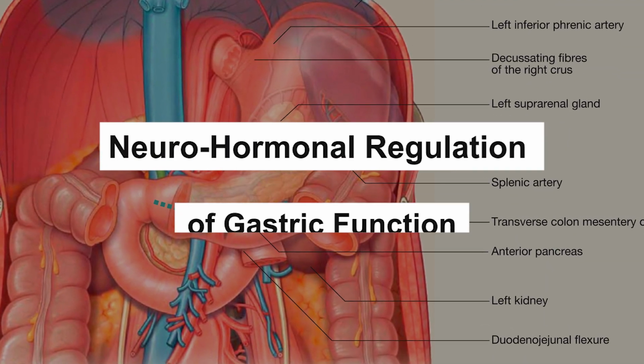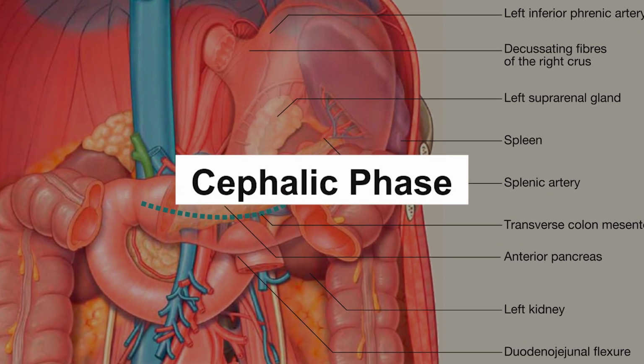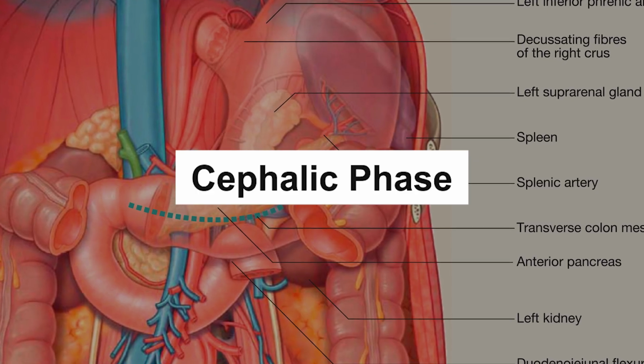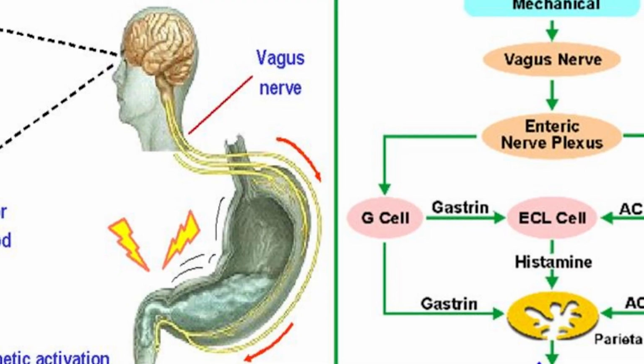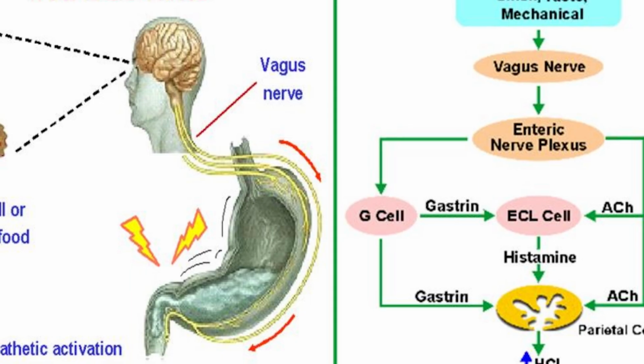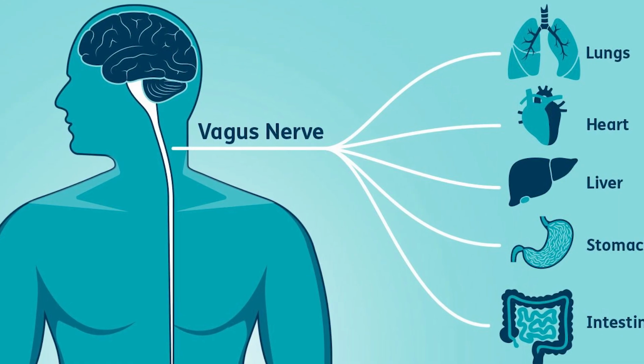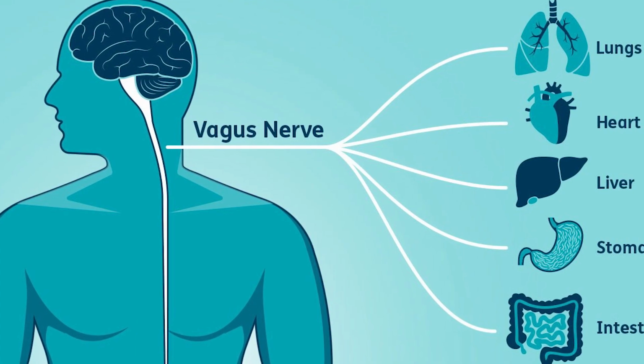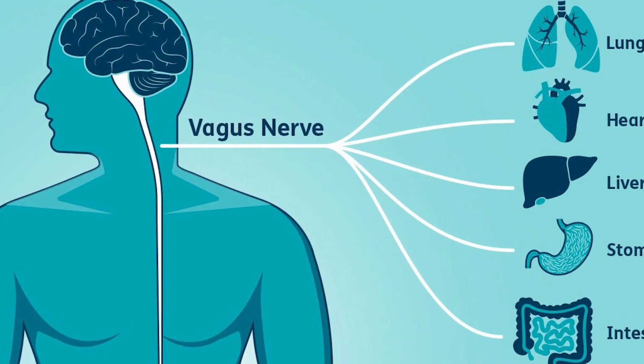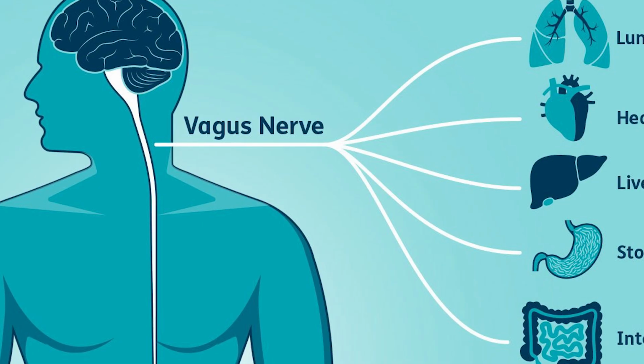Neuro-hormonal regulation of gastric function. Cephalic phase. The cephalic phase of gastric secretion is initiated by the sight, smell, taste, or thought of food. This phase is mediated by the vagus nerve and stimulates the secretion of gastric juices even before food enters the stomach.